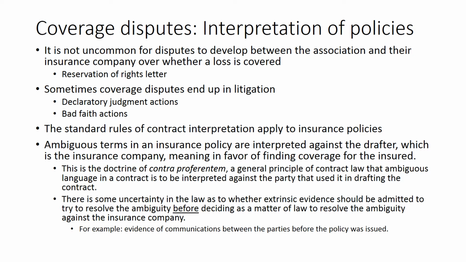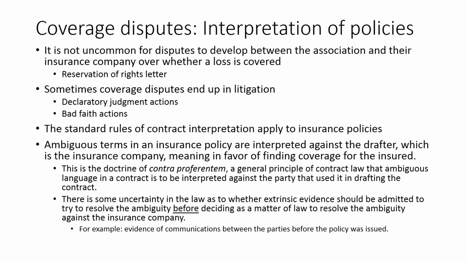Now, there is a bit of uncertainty in the law as to how you figure out whether there is an ambiguity and how to resolve an ambiguity. For example, I think in most cases, extrinsic evidence is admitted. But again, this is a disputed area of law. In other words, is there really an ambiguity? So, for example, a court might admit evidence of communications between the insurance company and their representative, the association director or president or their lawyer or something. What were the communications before they entered into the contract, before deciding as a matter of law to resolve the ambiguity? Because if there's an ambiguity, it'll be resolved against the insurance company. But is there an ambiguity? So sometimes extrinsic evidence is admitted, but that's a contested area of law.